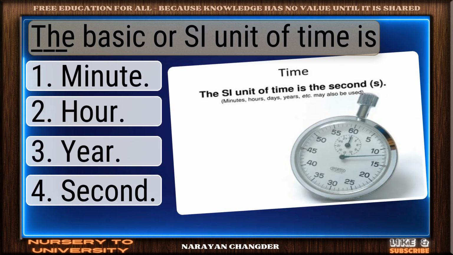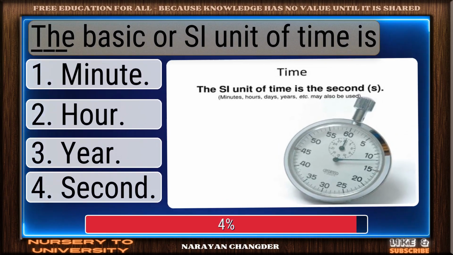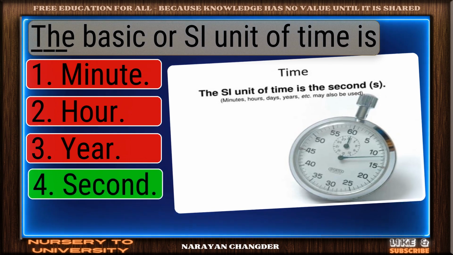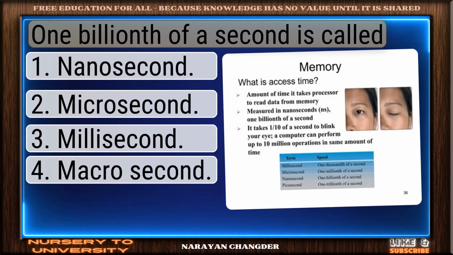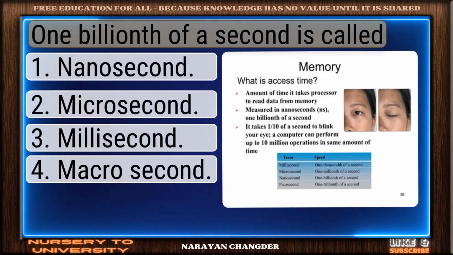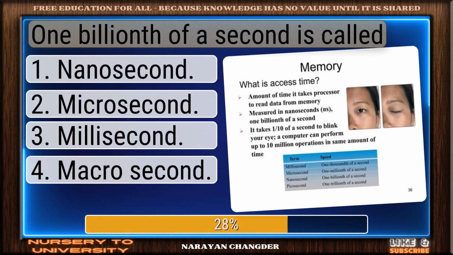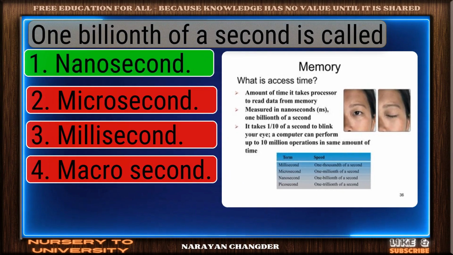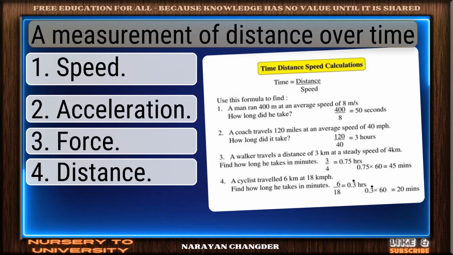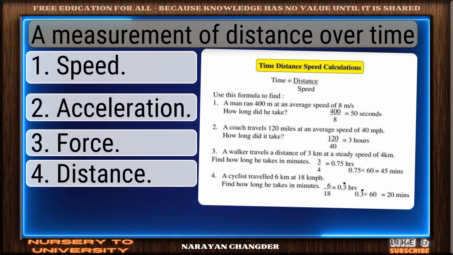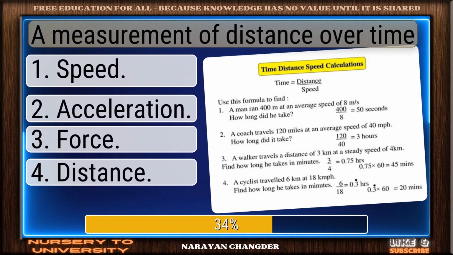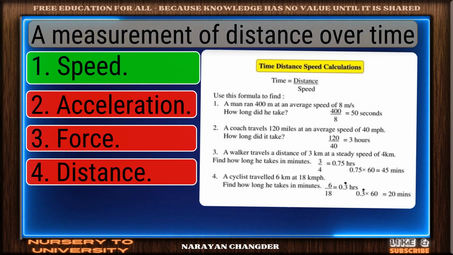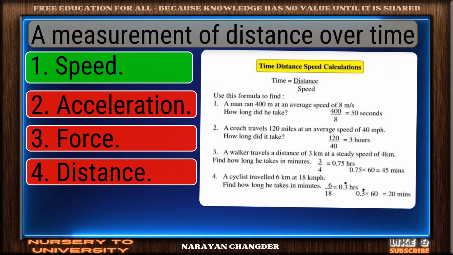Question number 143. The basic SI unit of time is dash. You got it. Your choice, second, is right. Question number 144. 1/1000th of a second is called. Good job. Your answer, millisecond, works well here. Question number 145. A measurement of distance over time. Clear logic. Your choice, speed, is sound and 100% true.